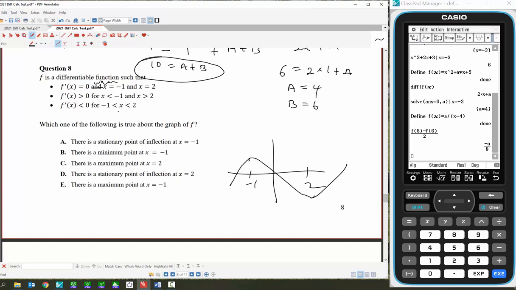Okay, so basically what we've got is a positive cubic. So there is a stationary point, no. There is a minimum point at x equals -1, I can see it's a max. There is a maximum point at x equals 2, no. No, yes.